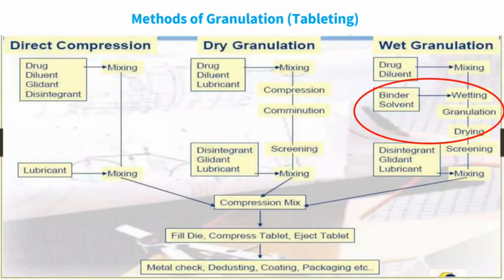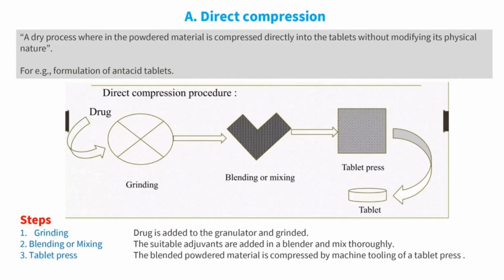Methods of granulation. A. Direct compression is a dry process wherein the powdered material is compressed directly into tablets without modifying its physical nature. For example, formulation of antacid tablets.